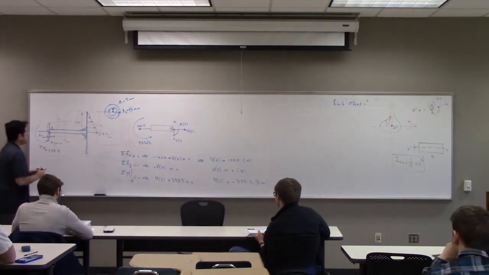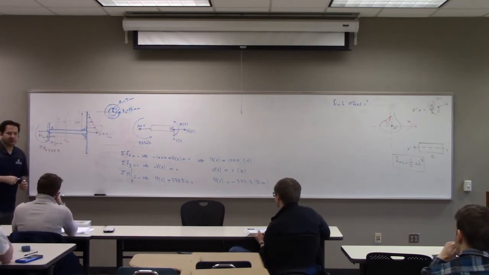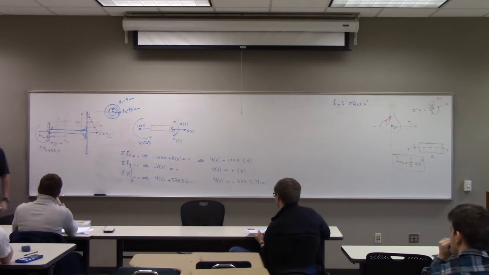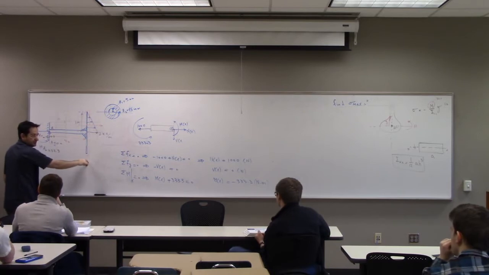So moment is negative everywhere in the beam. What does it mean? That the convexity is down. The curvature is down. You remember we defined positive when the curvature was up. Now the curvature is down. Does it make sense? If I have a load like that, then this is going to go down. Right? So it makes sense.